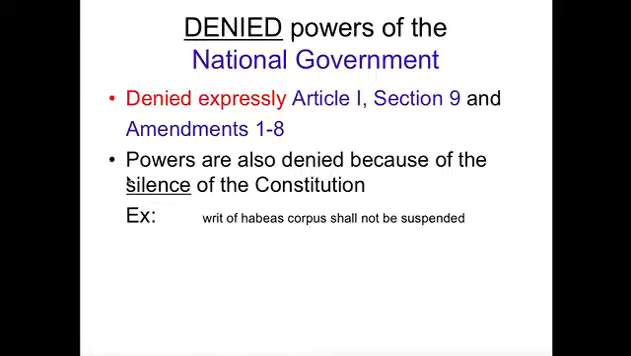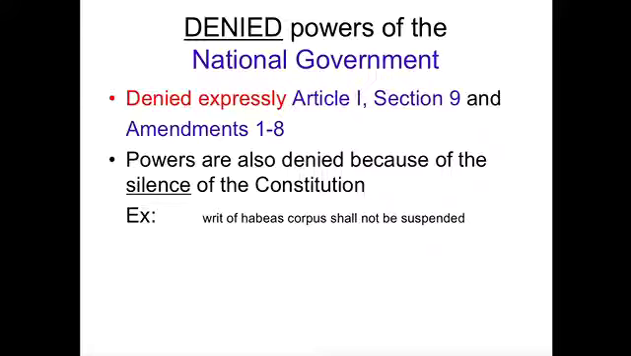Also, powers are denied because of the silence of the Constitution. Because it's not in the Constitution, then it's reserved to the states. So sometimes the national government does not have the authority to do those things. Remember, when we had the Federalist essays, one of the arguments for the Federalist is it's not going to become too strong a government because the powers are listed in what it can do. They can't do it if it's not in there, and that was a huge argument against the anti-Federalists.